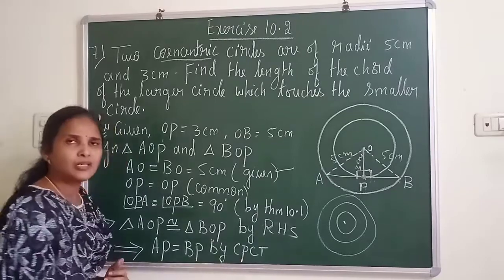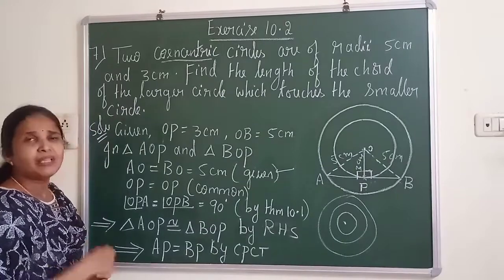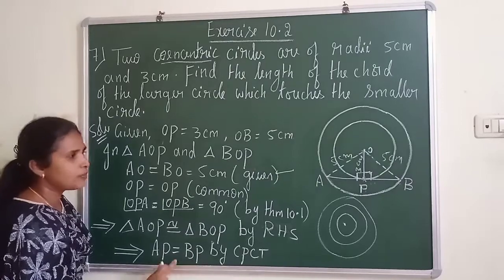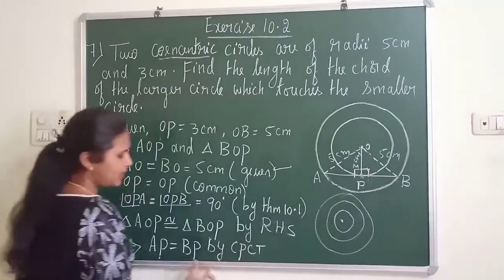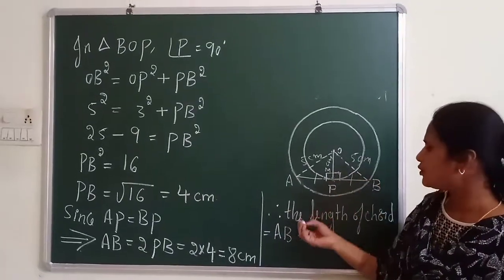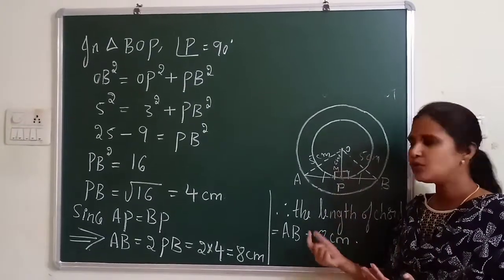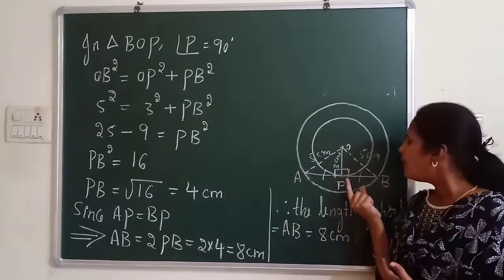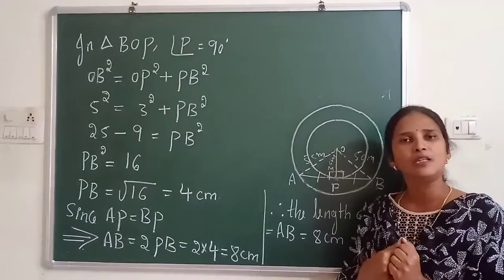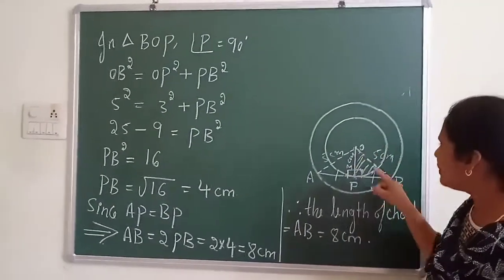What is the meaning of CPCT? Corresponding parts of congruent triangles. So what I need exactly here, many parts are equal, but what I need to show is that AP equals BP. So I proved that AP equals BP by CPCT. Means AP and BP, these two parts are equal. Now it is very easy to find the length of the chord. If I find any one, PB or AP, if I double it, then we can find the length of the chord.